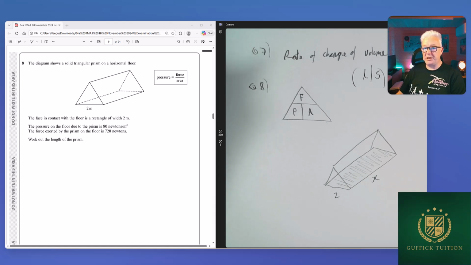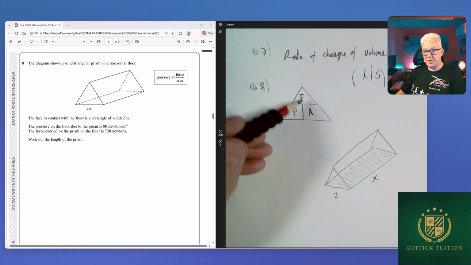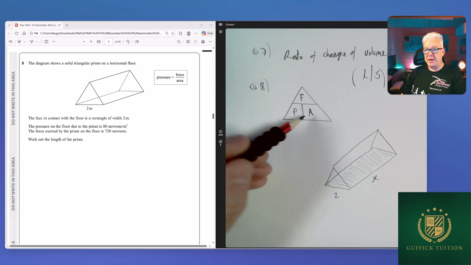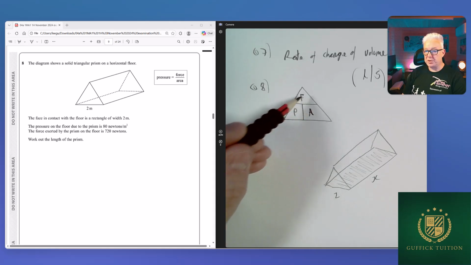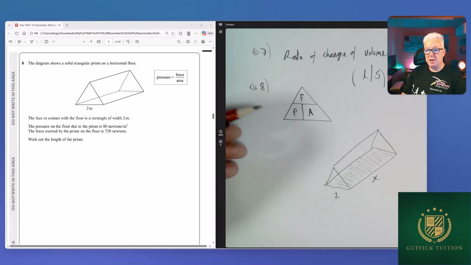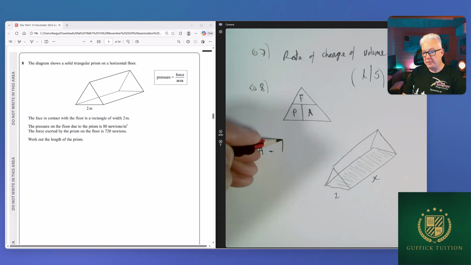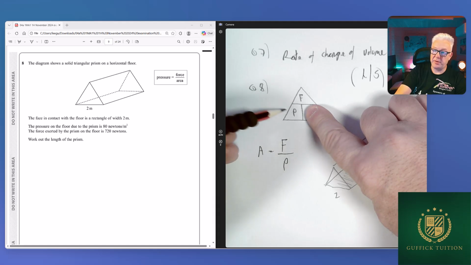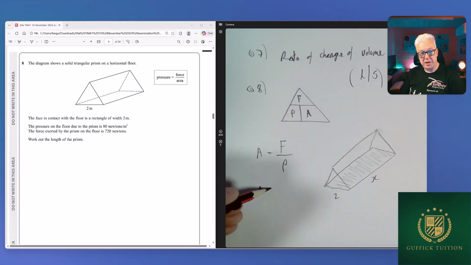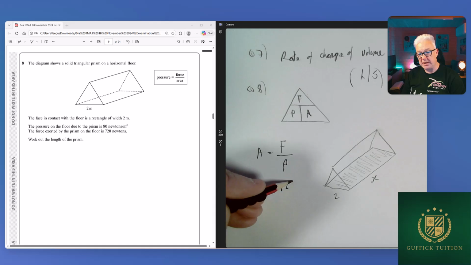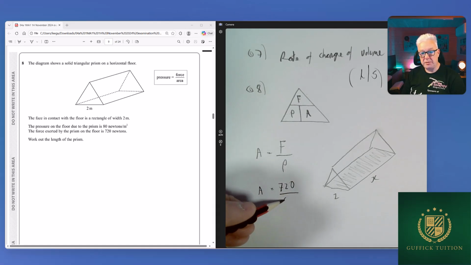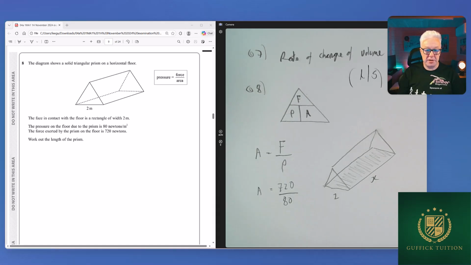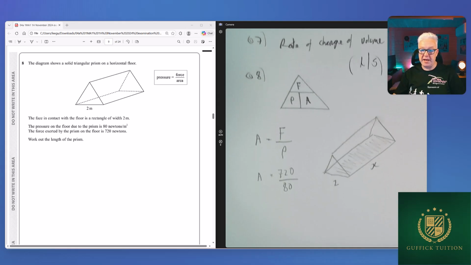I know they've been very kind and they've given us a formula, but pressure is force over area. Okay, so that means that area is equal to force divided by pressure, because when I cover that over, it's that divided by that. So my force, I'm told, is 720 newtons. My pressure, I'm told, is 80. So what I need to do is 720 divided by 80, and that's going to give me 9, because 9 times 8 is 72.